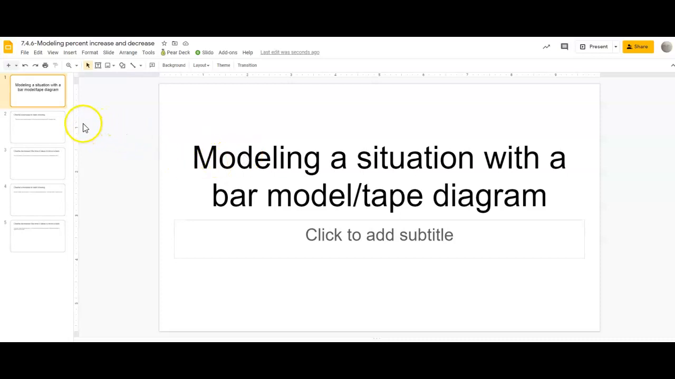Alright, what we want to do in modeling a situation with a bar model or tape diagram is really establish what our 100% in every situation is, and then look at the change that's occurring, the increase or the decrease, and come up with a model that makes sense to represent that situation. So we're going to look at a couple of situations where Charlie is mowing some lawns.